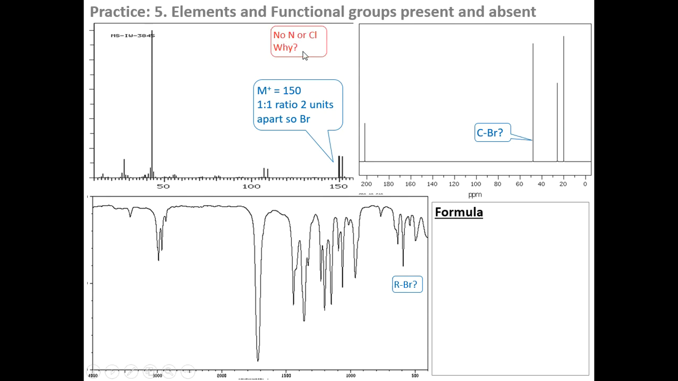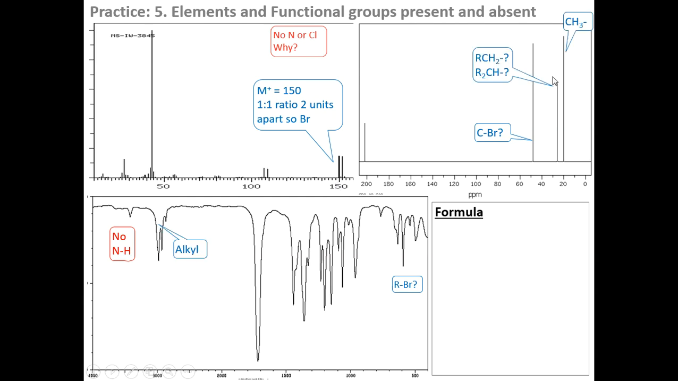We know there's no nitrogen, again, because it's an even molecular ion, so we don't have an odd number of nitrogens present. And we know it's not chlorine because that ratio is not 3:1, as you would expect for chlorine. Further support of no nitrogen, we have no peaks around about 3,500. That's just a little anomaly. And yes, you could argue that could be a nitrogen, but it's clear that we don't have a nitrogen from the molecular ion.